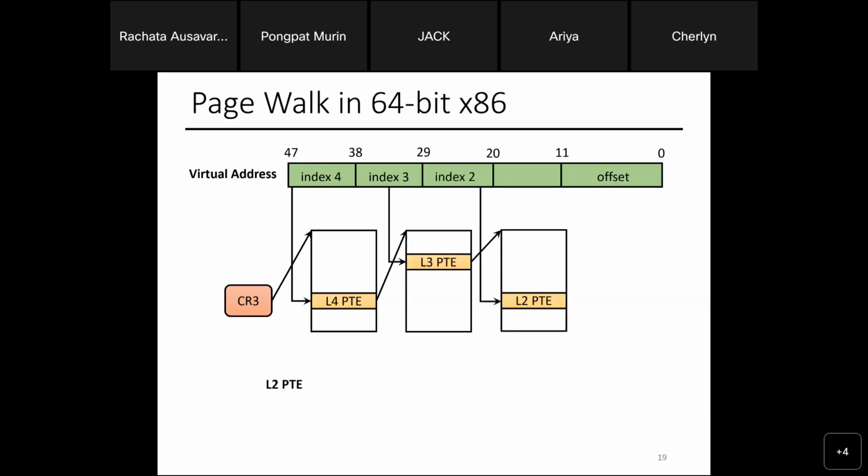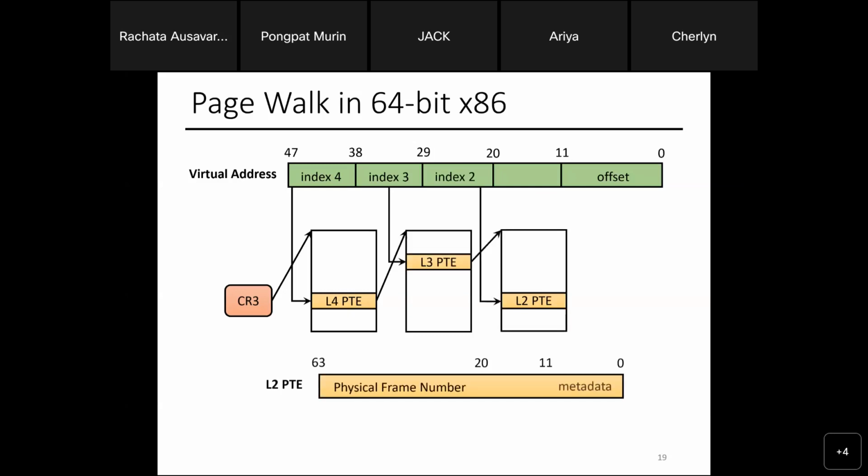Now in the level 2, that's where permission bits start to come in. So you have the location of the next level. We call this the physical frame number. The physical frame number will tell you where the next table is. Then you can store some additional permission bits used to manage the page and manage permission.